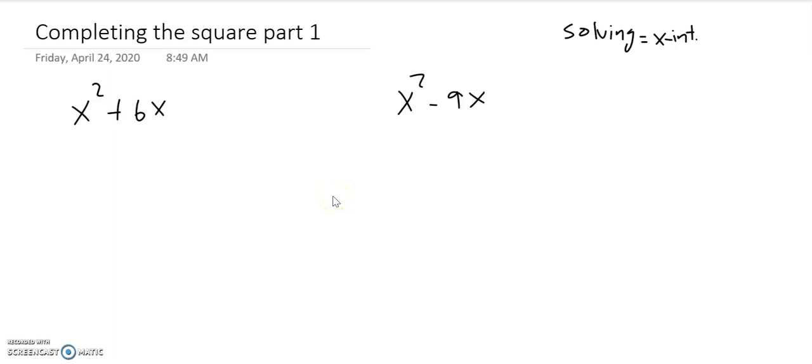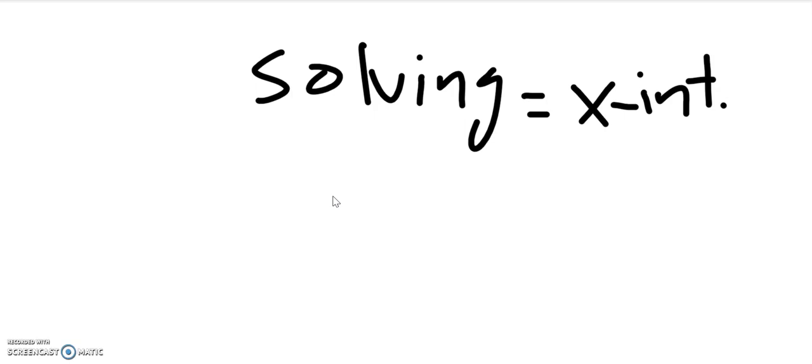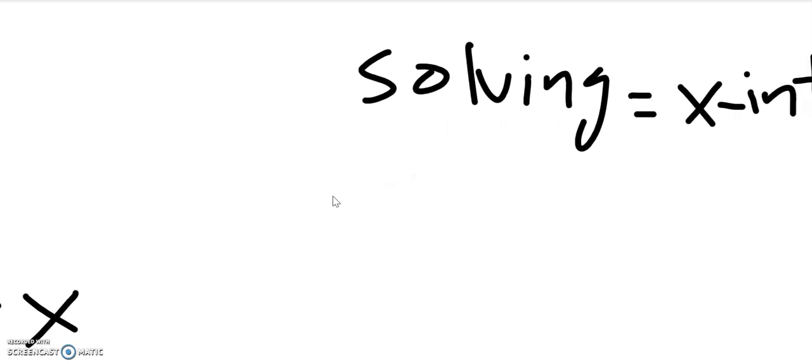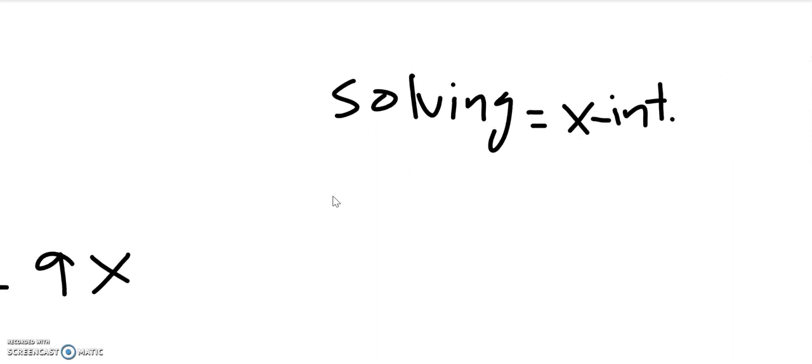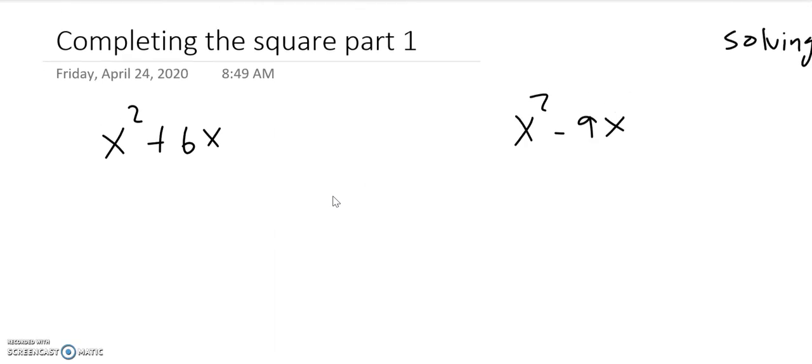In this video we're going to be learning how to complete the square, and completing the square is a skill that is needed when you're trying to solve a quadratic. I wrote up here that solving a quadratic just means that you're trying to find the x-intercepts. So this is a skill that will be very helpful when you're trying to solve a quadratic, and this is just part one.